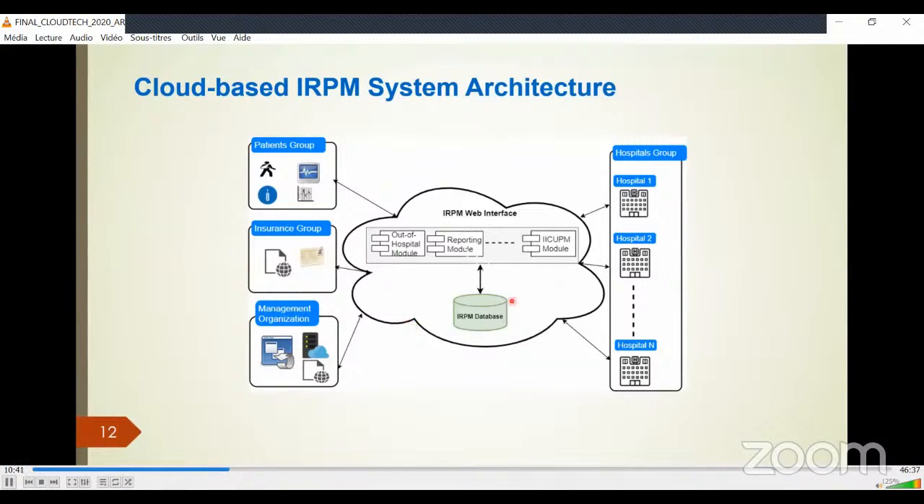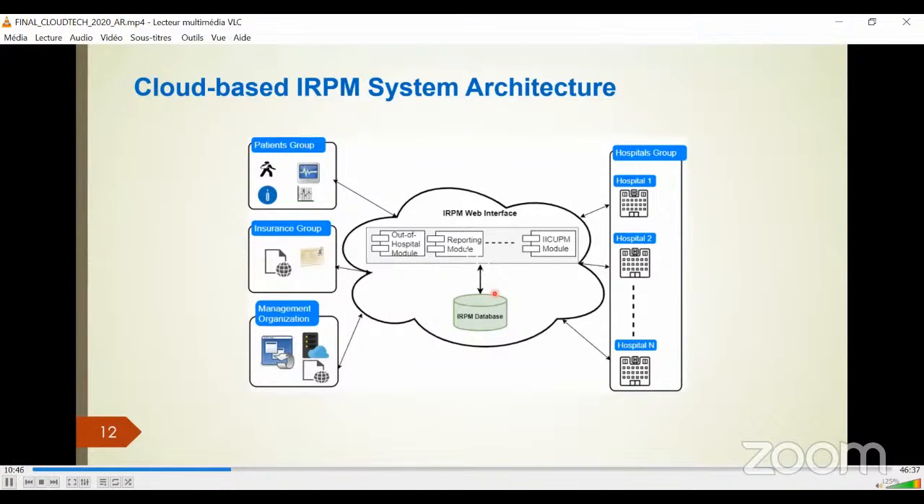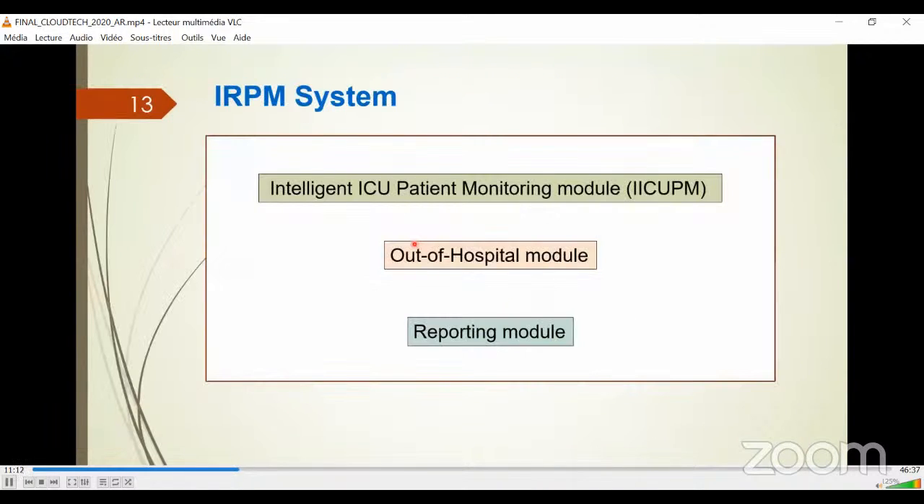So the system obviously uses a database that has a large number of readings, essentially health readings related to vital signs from a large number of patients. And we'll describe our database in a minute. And in terms of software components, the system as of now has 3 major components or modules, and I'm going to describe each one in a minute. So the first one is the Intelligent ICU Patient Monitoring module.